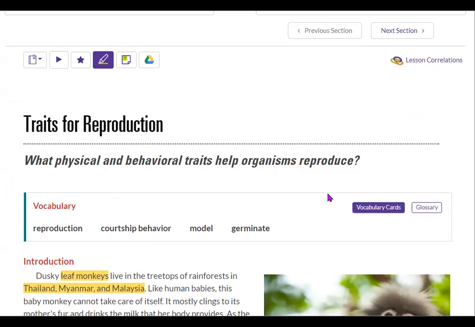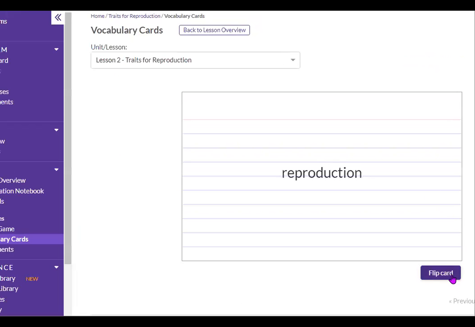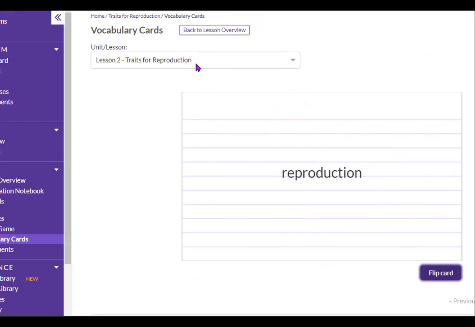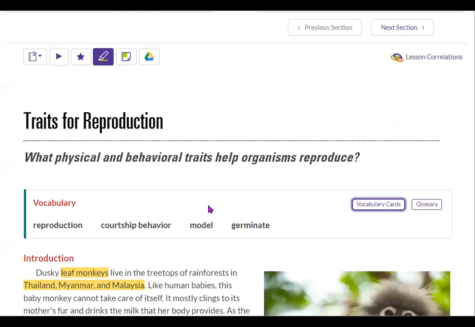Remember that when you click on the vocabulary cards, you should be able to quiz yourself on whether or not you understand those vocabulary terms.